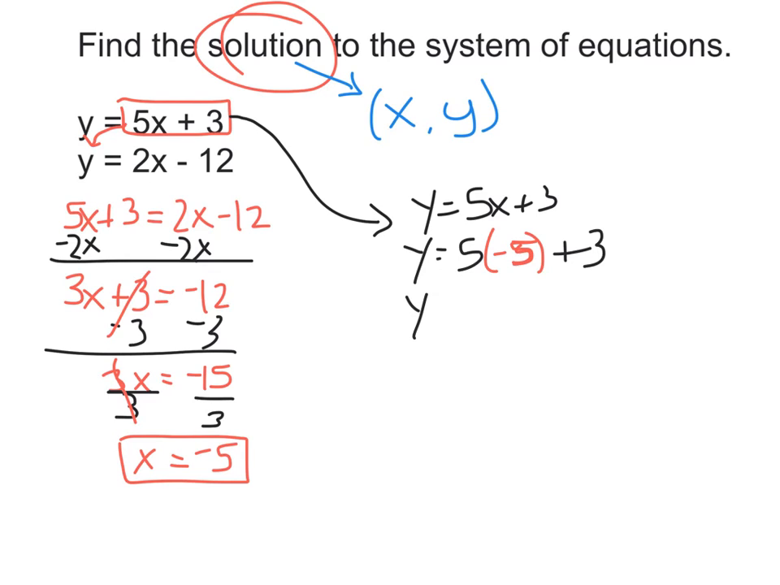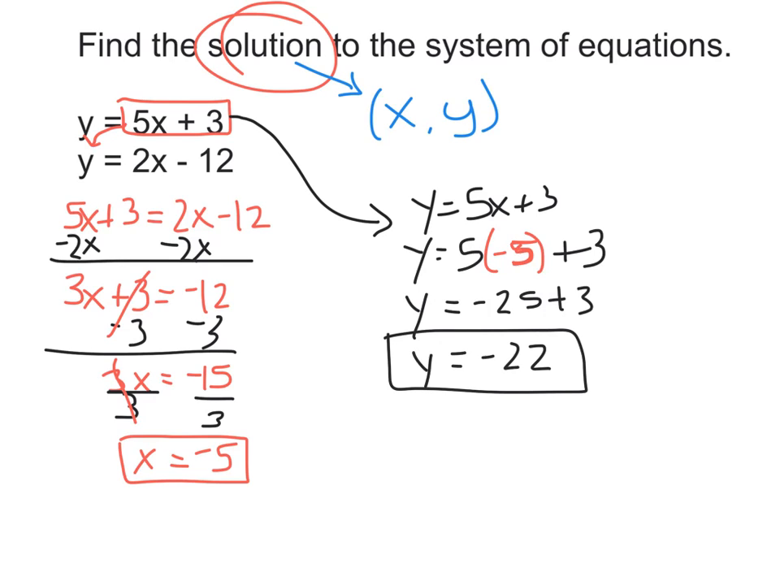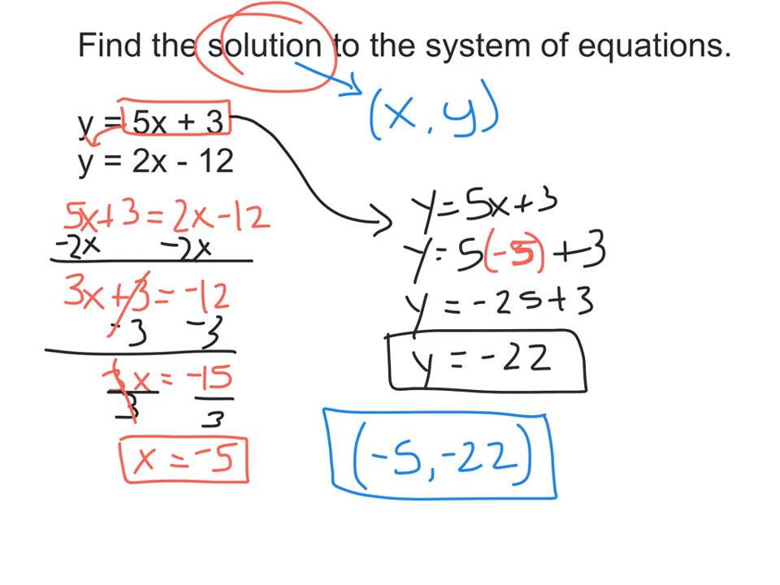So now we have y equals 5 times negative 5 is negative 25 plus 3, which means y equals negative 22. So now that we know that x is negative 5 and y is negative 22, we can write our final solution as negative 5, negative 22. Again, x coordinate first, y coordinate second. And had we graphed our original two equations up here, the intersection of these two lines would have been where? Well, the intersection of the two lines would have been at -5, -22.